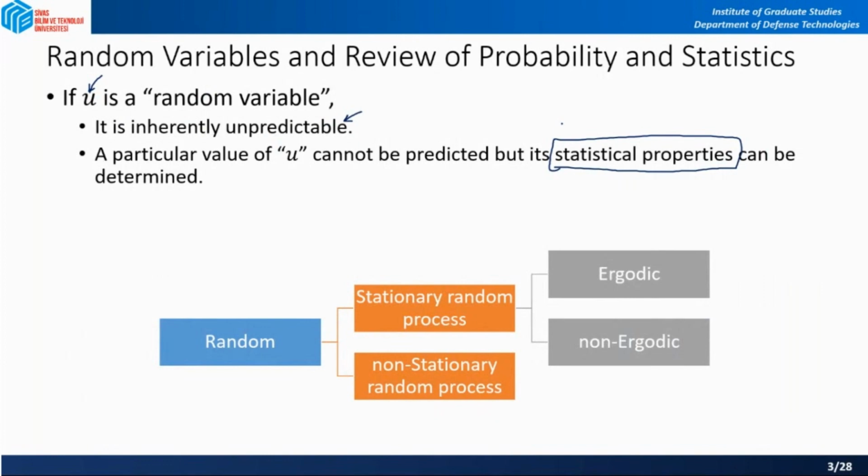Basically, when we start with the word random, we will categorize a random process as a stationary random process and a non-stationary random process. Again, we categorize these stationary random processes as ergodic and non-ergodic processes. So what are these? I will give some examples of what they actually mean when we apply them to fluid flows.